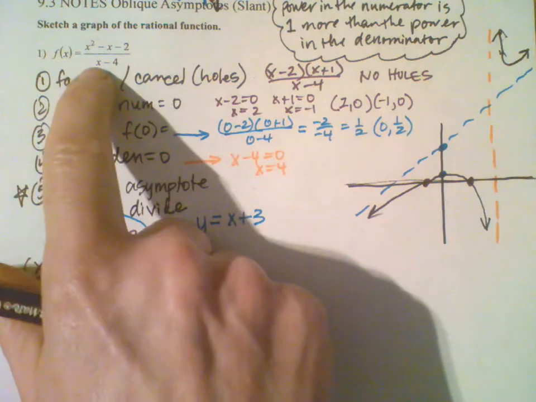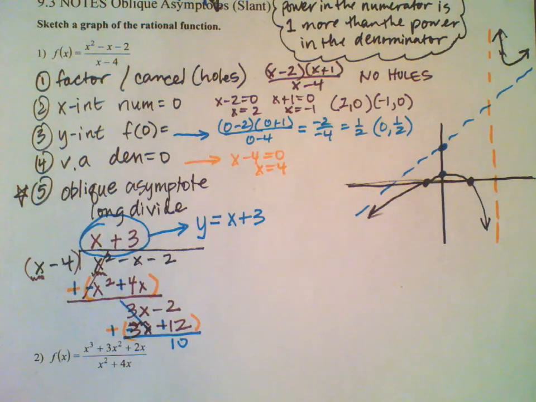Just be aware. How am I ever going to know? I'm telling you right now, look for it. If the power in the numerator is 1 more than the power in the denominator, you're going to have an oblique asymptote. If the power in the numerator is 2 more than in the denominator, then don't worry about it. We're not doing those. You're not going to see one of those. It'll be a different scenario that would happen. So I'm just showing you the ones that you're going to see, and just keep that in mind as you go through.